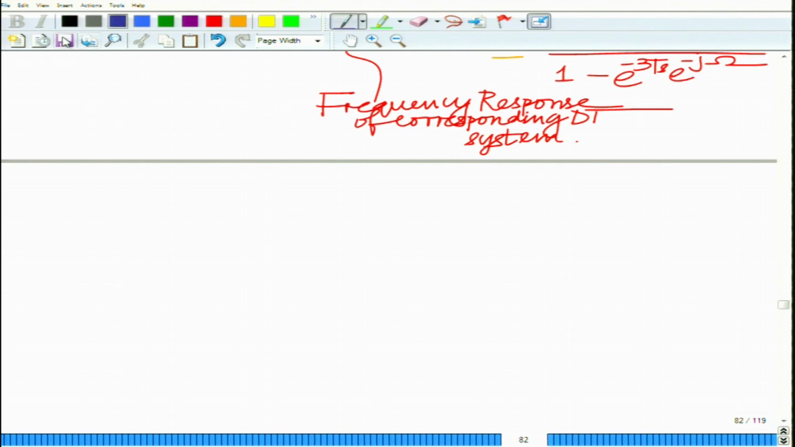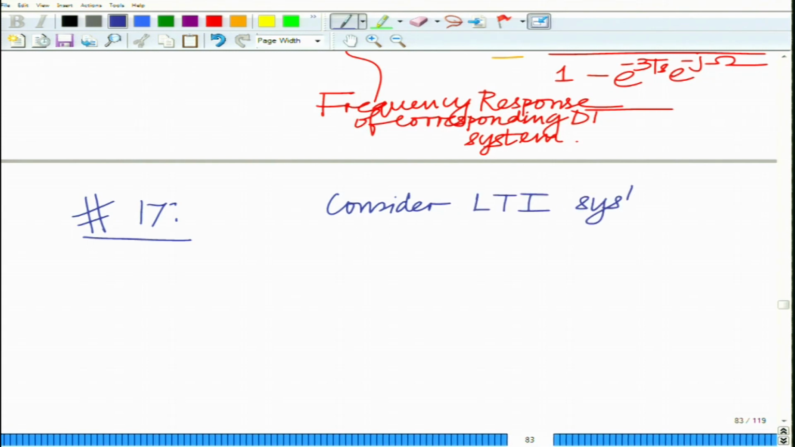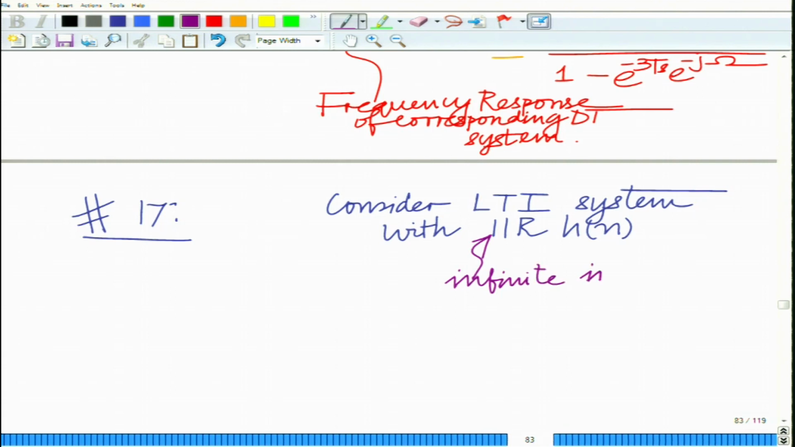For this, we will consider again an LTI system with infinite impulse response h(n). Okay. So this is an infinite impulse response, which means h(n) is non-zero from minus infinity to infinity. It is non-zero over an infinite duration.